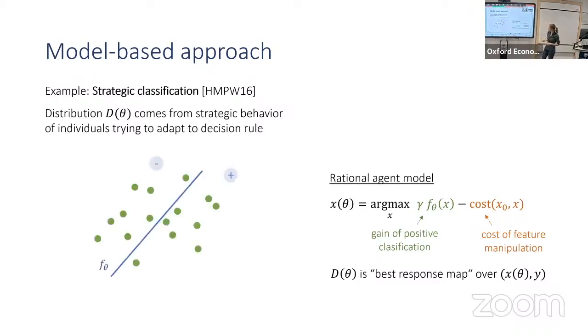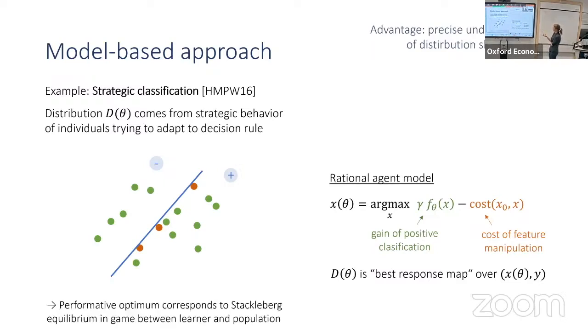I tried to illustrate that here so you can get a sense for the model. So think of each data point as an individual. The blue line is the decision boundary. So individuals that can afford it within the red bounds, they try to move across the decision boundary. And then you get this sort of shift from here to here. So there is a great advantage of this precise modeling. You can now really compute performative optima if you have such a well-specified model.